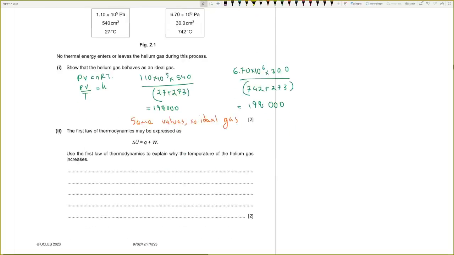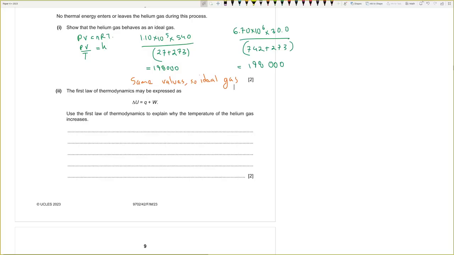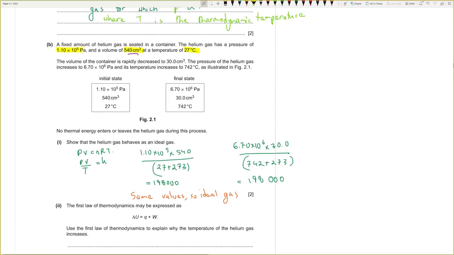Now, the first law of thermodynamics may be expressed as this. Use the first law of thermodynamics to explain why the temperature of the helium gas increases. So an ideal gas does not have any potential energy because of the absence of intermolecular forces of attraction. The sum of the random distribution of KE and PE is equal to the internal energy. However, there is no potential energy, so all the increase in KE is converted to the increase in internal energy. Now, what happened in the final state? The temperature increased, right?